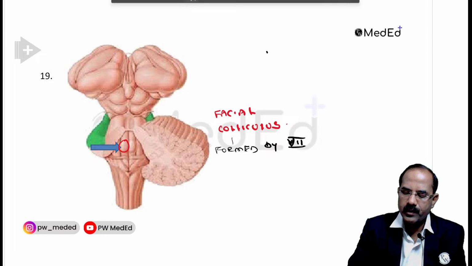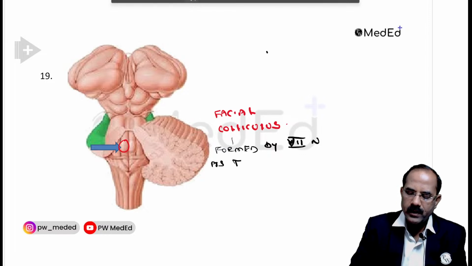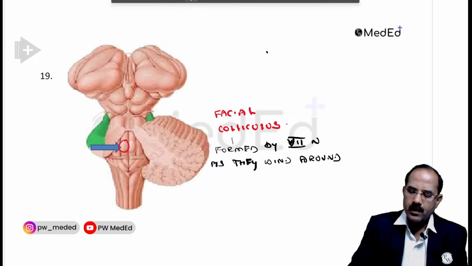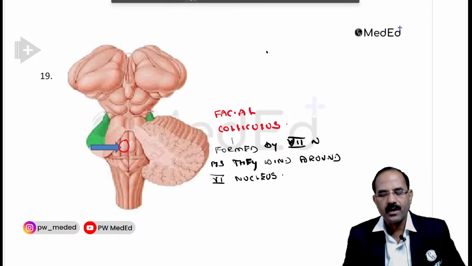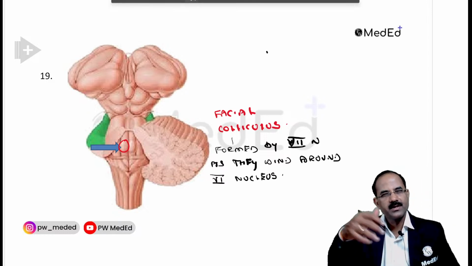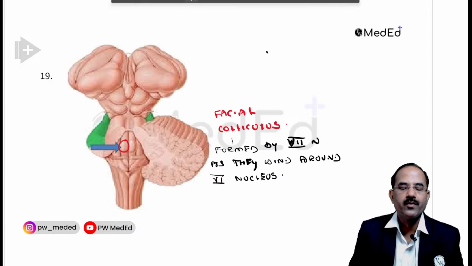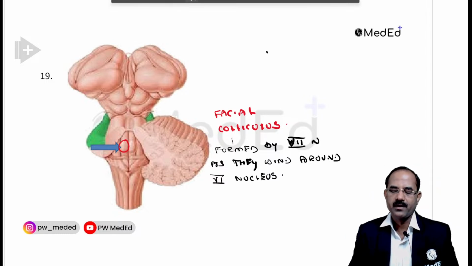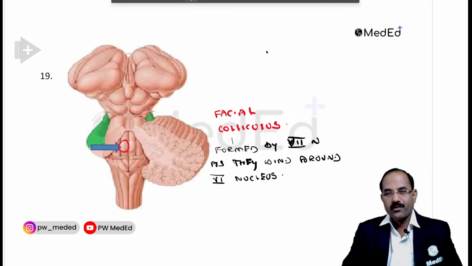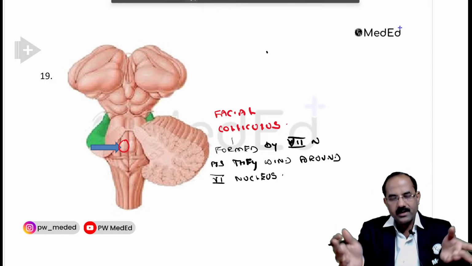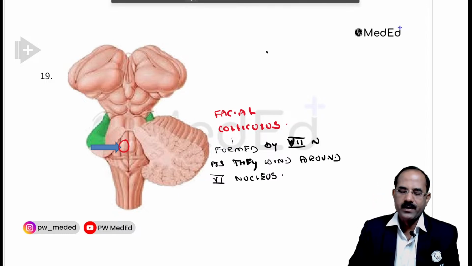Formed by fibers of facial nerve as they wind around the abducens nucleus. Okay, so this is the facial colliculus which is found in the floor of the fourth ventricle. And how is it formed? It's formed by the fibers of facial nerve as they wind around the abducens nucleus.